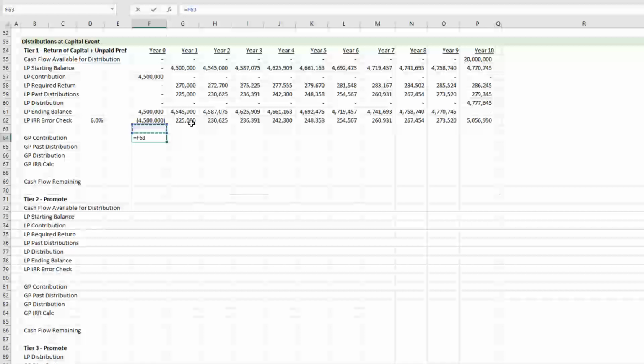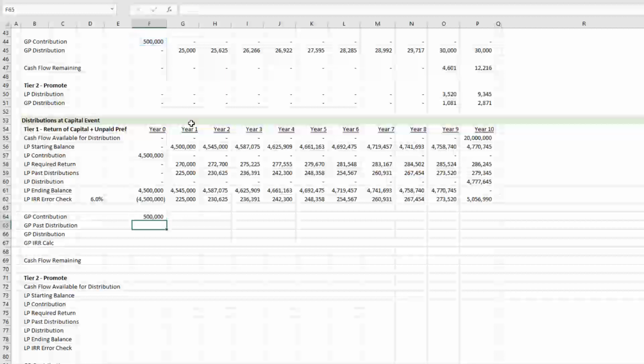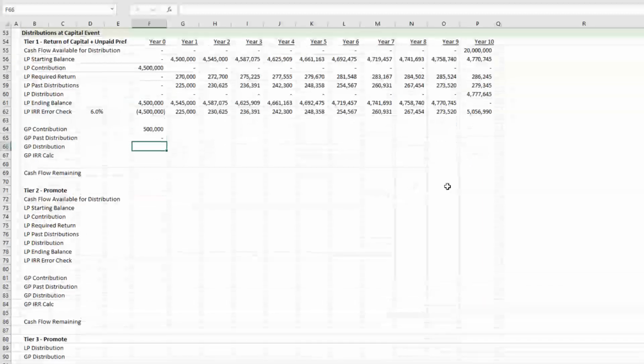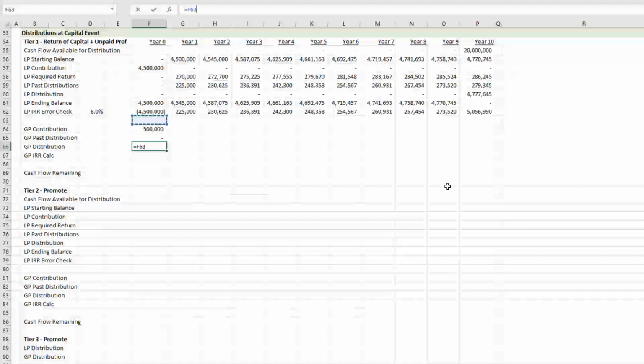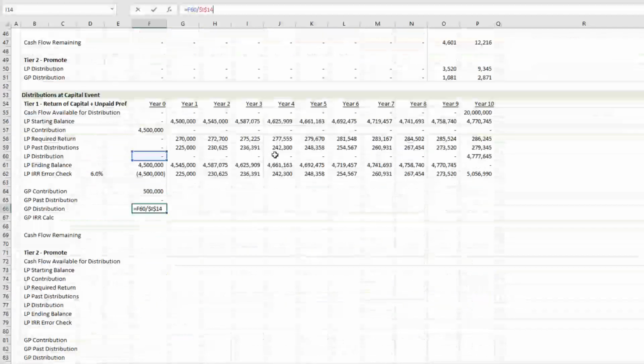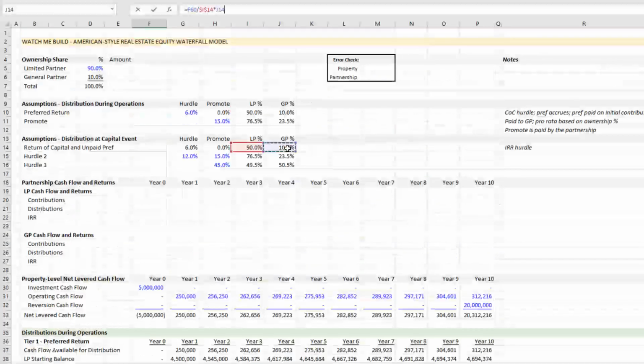So contributions, again, equal to the GP's contribution line there. Past distributions equal distributions in the first and second tier during operation. And then how much is the GP distributed in this tier? Well, we can use that same shortcut. We take the LP's distribution in this tier, we gross it up, or we divide it by the LP's distribution percentage in this tier, and then we multiply that by the GP's distribution percentage in this tier, F4.